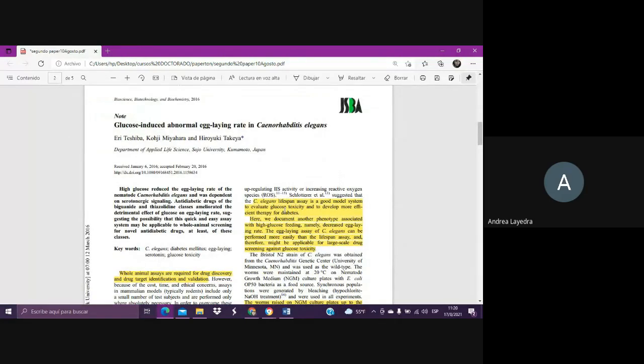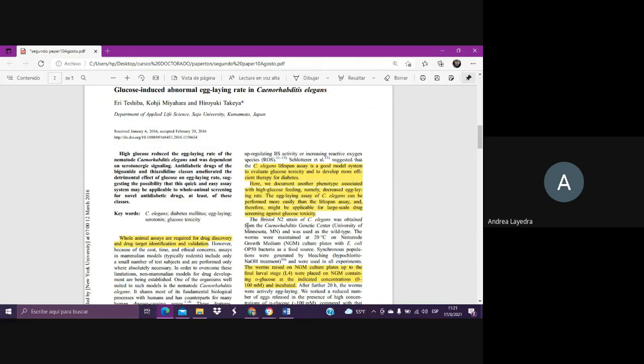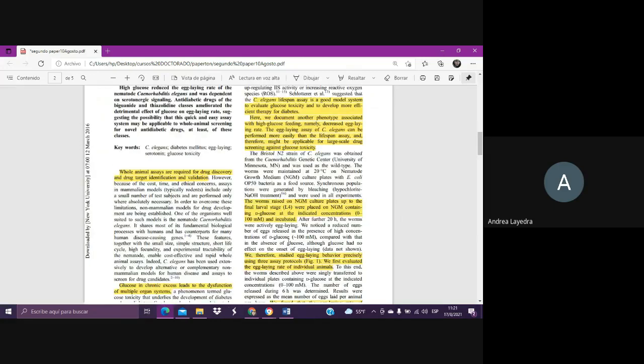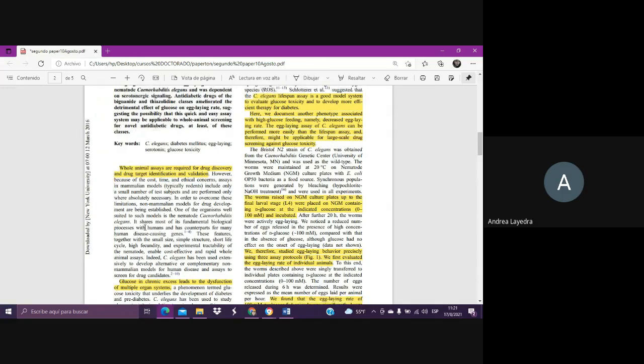Okay, good morning, everyone. I will be talking about this article called Glucose-induced abnormal egg-laying rate in C. elegans. Glucose in chronic excess leads to the dysfunction of multiple organ systems, a phenomenon termed glucose toxicity that underlies the development of diabetes and pre-diabetes. The C. elegans lifespan assay is a good model system to evaluate glucose toxicity and develop more efficient therapies for diabetes.